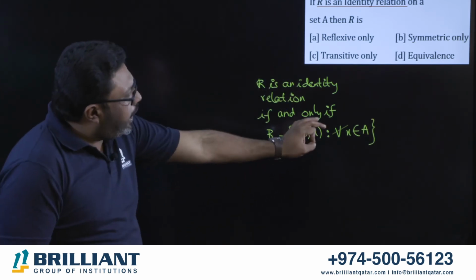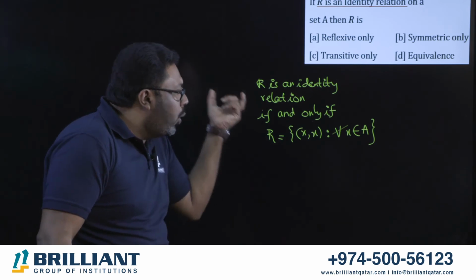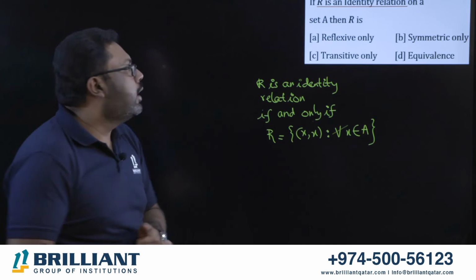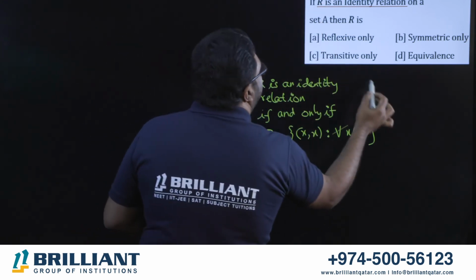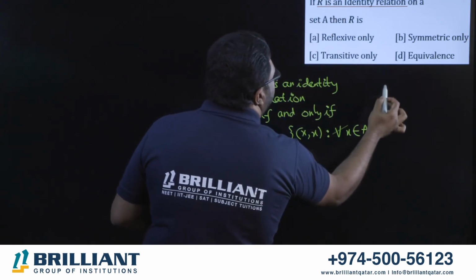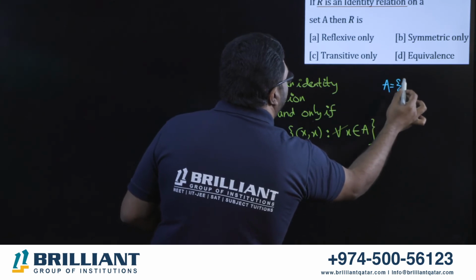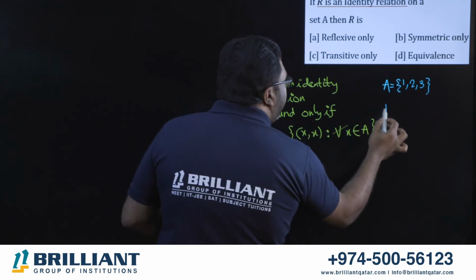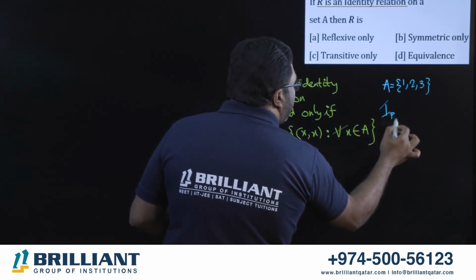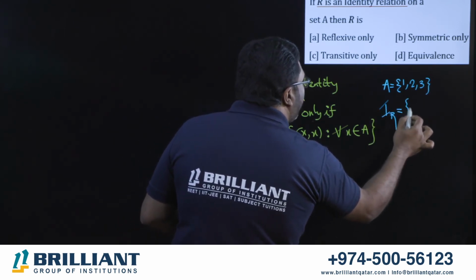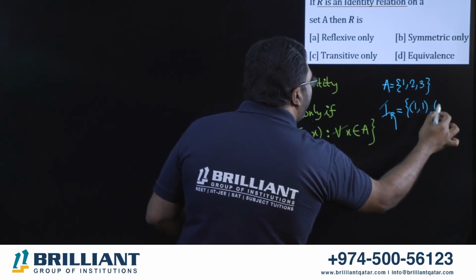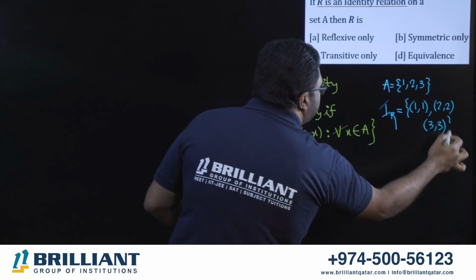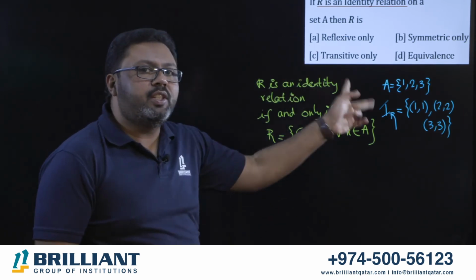That is, for every x that is inside the set A, you should only consist of elements containing ordered pairs x comma x. For example, I am saying my set A is equal to {1, 2, 3}. Then it becomes an identity relation, IR, only if I can have the pairs (1,1), (2,2) and (3,3). I believe everybody remembers this relation, right?